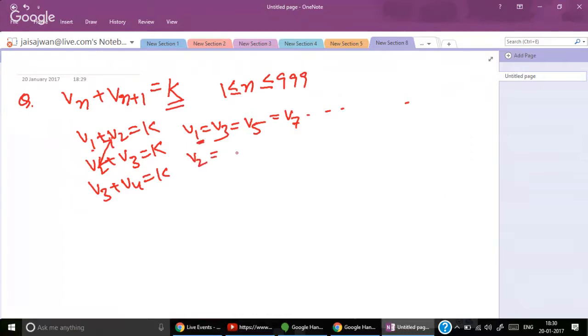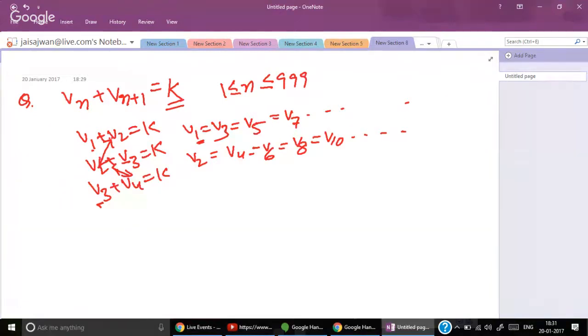Similarly, V2 will be equal to how much? V2 will be equal to V4. Comparing these two terms, V3 is common, so V2 would be equal to V4. That would also be equal to V6, V8, V10, and so on. So all terms with an even subscript would be the same. And of course, their sum is constant. Let's come to question number 24 that is asked to me.